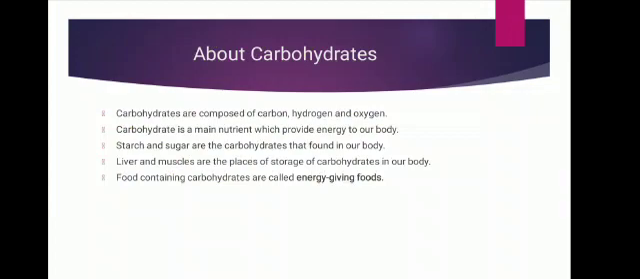And where is the place to store carbohydrate in our body? It is liver and muscles. So basically starch is the stored food material found in plants and is further consumed by animals. And sugar is commonly used as table sugar. And the food that contains carbohydrates is called energy giving food.